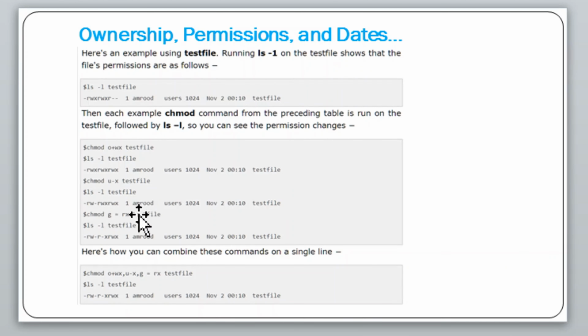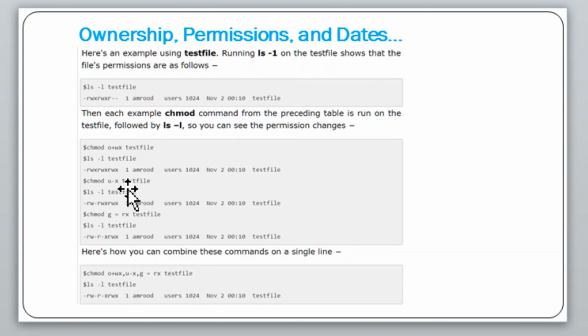And then we can also use the equal sign. So chmod g, which stands for group, which is going to be the middle three, equals read and execute. We run an ls -l on test file, and now we see the group has read and execute permissions. Using the equal sign will actually set the permissions. Even if it had write permissions before, it's just going to set it to exactly what you state.